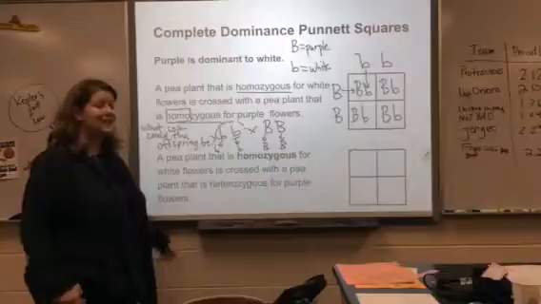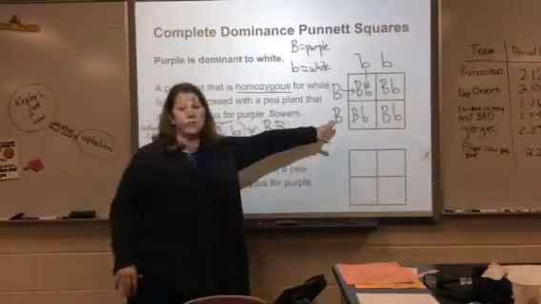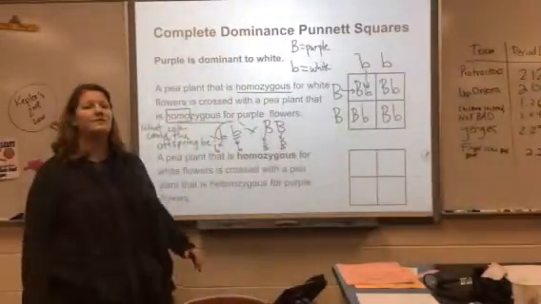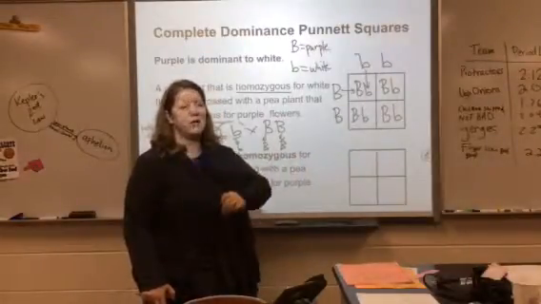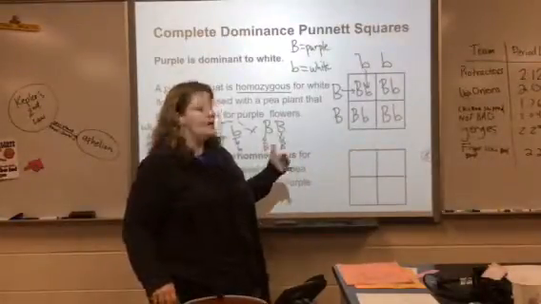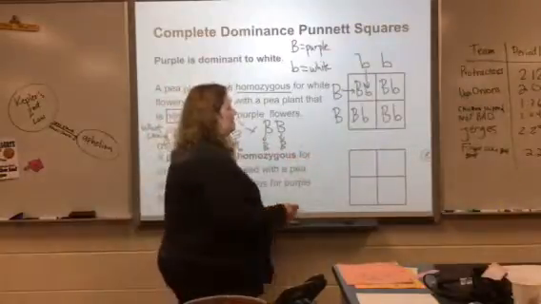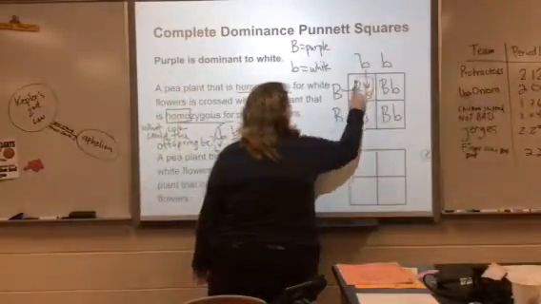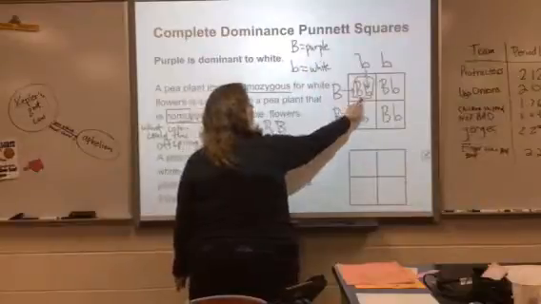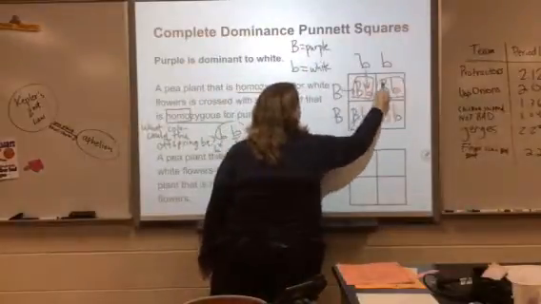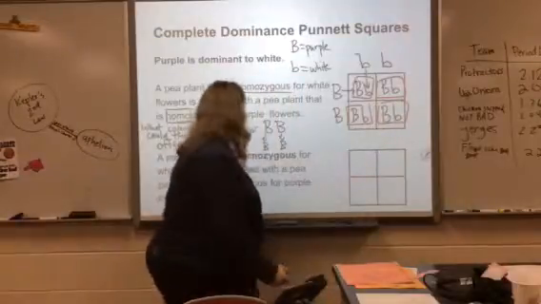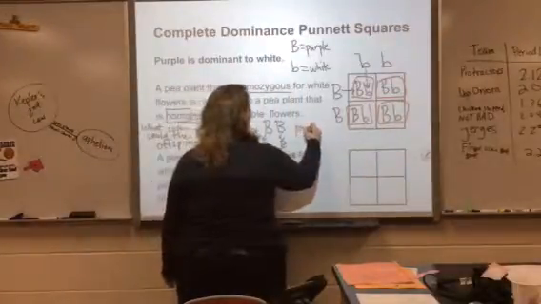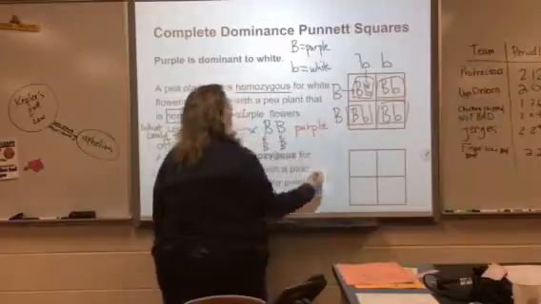So what I'm really asking now is not just the genotype, what genes make it up, but what's the phenotype. I like to remember phenotype as phenotype and photograph start with the same two letters. So it means what does it look like? If it has a big B, then it's purple. This one's purple, this one's purple, and this one is purple. So the answer is purple. All of the offspring would be purple.